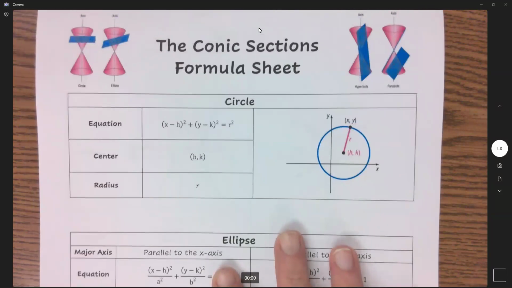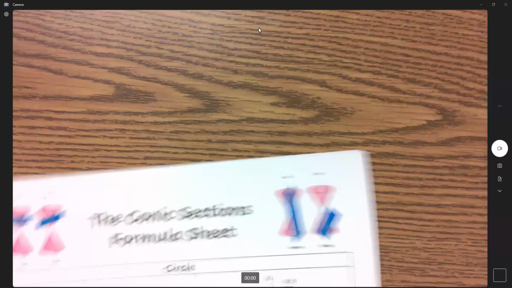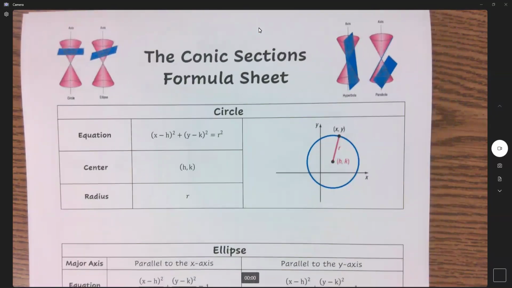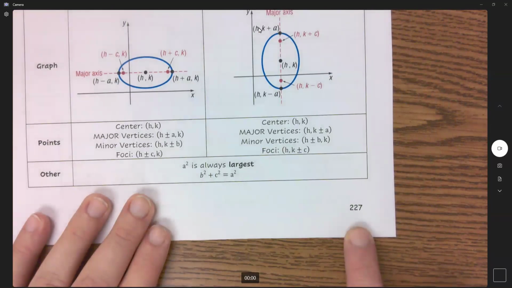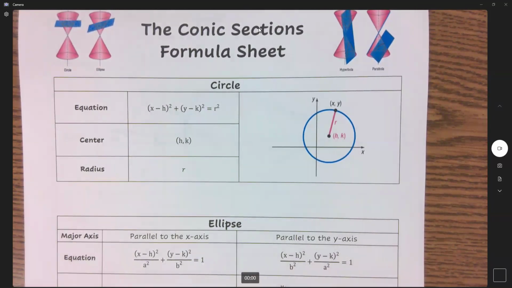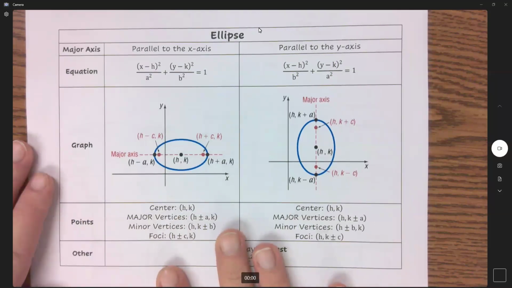You are going to be given this specifically for my on-campus students. You're going to be given this entire formula sheet. It's got circles and ellipses on the front, and then hyperbolas and parabolas on the back. You need to know how to use them. So as you're working through your homework, try to flip to page 227 and only use this formula sheet to help you. Now, if you need to go back into your notes as more of a guide, please do so, but try to use what you're going to be given on the test. So try to use this formula sheet as you're working through your homework.